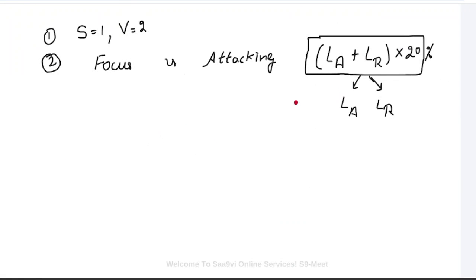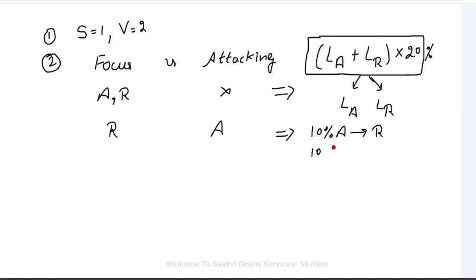So the first case which we had was when they are both focusing on issues. Now the next case is where Amiya is attacking and Ramya is focusing on issues. Here in the first case no one was attacking. Now in this particular case, what's going to happen? 10% of Amiya's votes will go to Ramya and 10% of Amiya's votes will not vote for anyone.